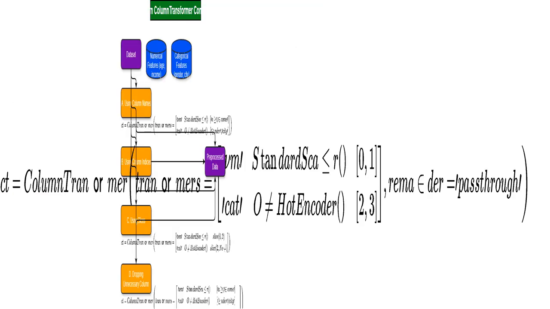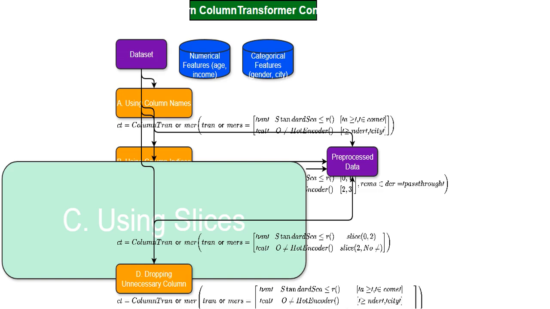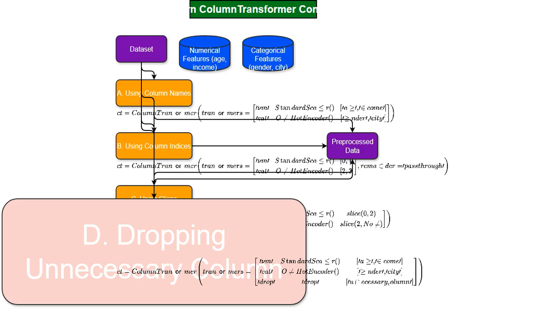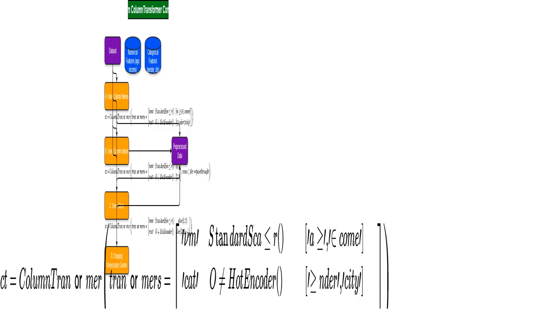Similar to the previous example, this defines a COLUMNTRANSFORMER, but uses column indices. I'm using SLICE objects. One selects columns 0 and 1, numerical, while the other selects columns from 2 to the end, categorical. It's concise for selecting ranges. Same as above but utilizing column slices. Here, I explicitly drop a column named UNNECESSARYCOLUMN. This is useful for handling unwanted columns in your data. Similar to before, but now it includes a step to drop a column that isn't needed for analysis.